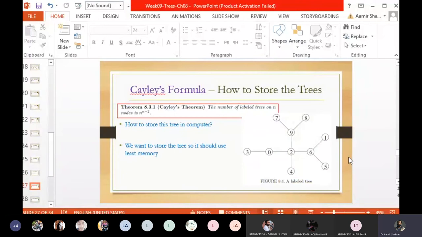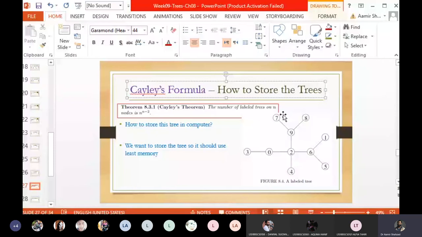So how do we get Cayley's formula? Before we go to that, we should answer another question: how to store the trees. Trees ko hum store kaise karte hain apne computer system ke andar? We need to represent our trees in the computer.